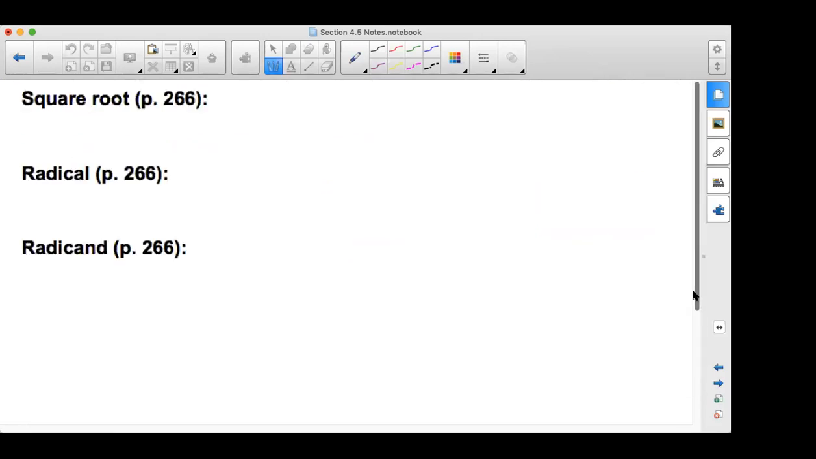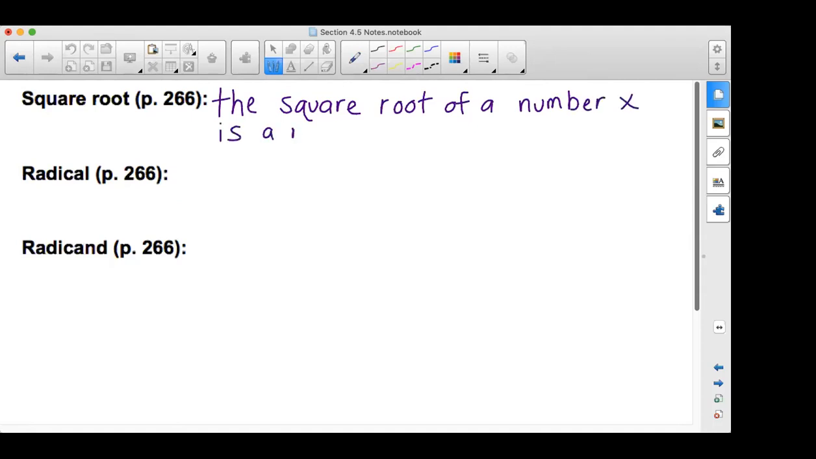All right, so now let's go over some definitions. We know that the square root of a number, we know what this is, we just went over it. So the square root of a number x is a number y where y squared equals x.